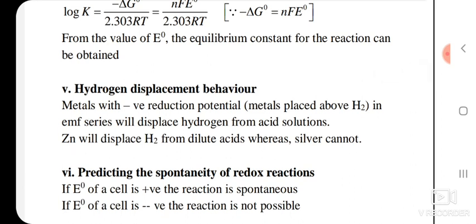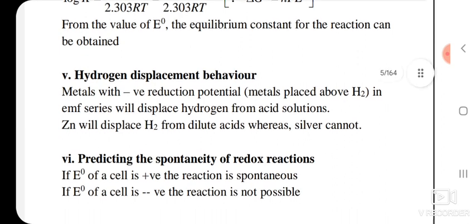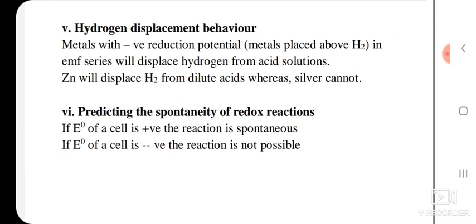Hydrogen displacement behavior. Metals with negative reduction potential, metals placed above hydrogen in EMF series, will displace hydrogen from acid solutions. Zinc will displace hydrogen from dilute acids, whereas silver cannot. Predicting the spontaneity of redox reactions: if E naught of a cell is positive, the reaction is spontaneous. If E naught of a cell is negative, the reaction is not possible.